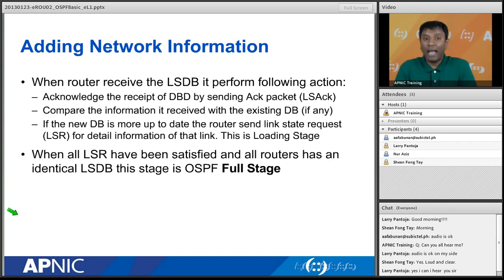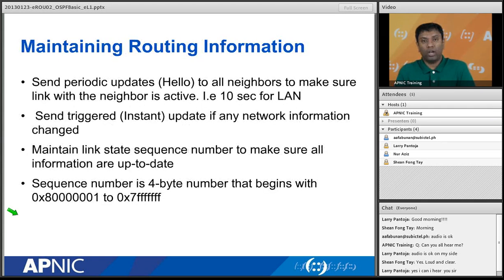And if they don't have what they receive, they ask for the full information. Okay, let's send us the full information on that particular network update. So when that comes, they build their topology table. This is what we call the full state. At the full state, they synchronize their whole topology table. Okay, that is how they use the sequence number to maintain the routing information.